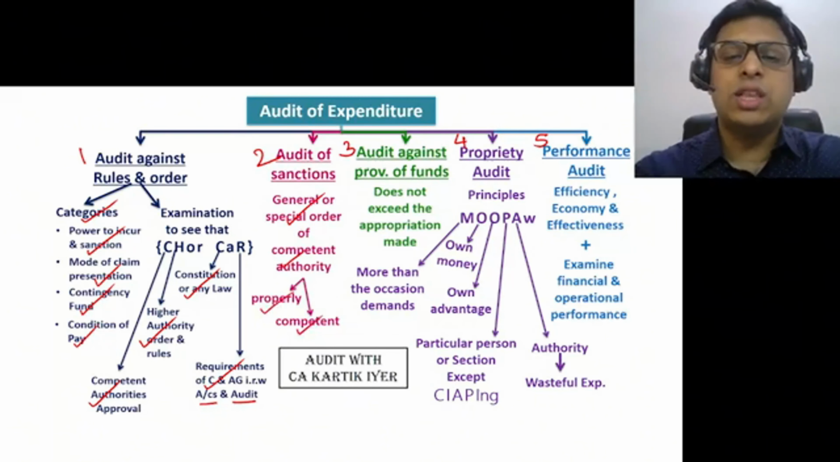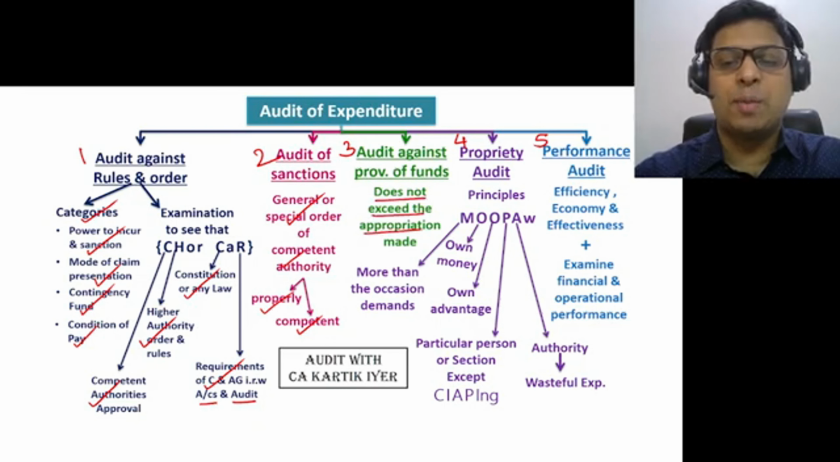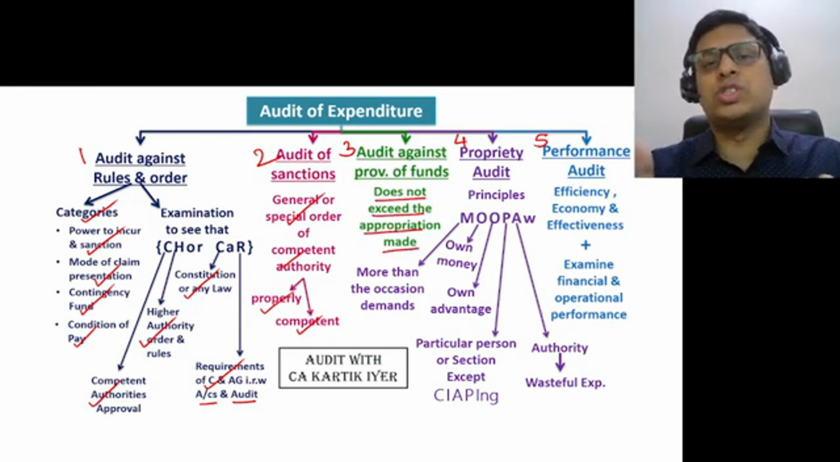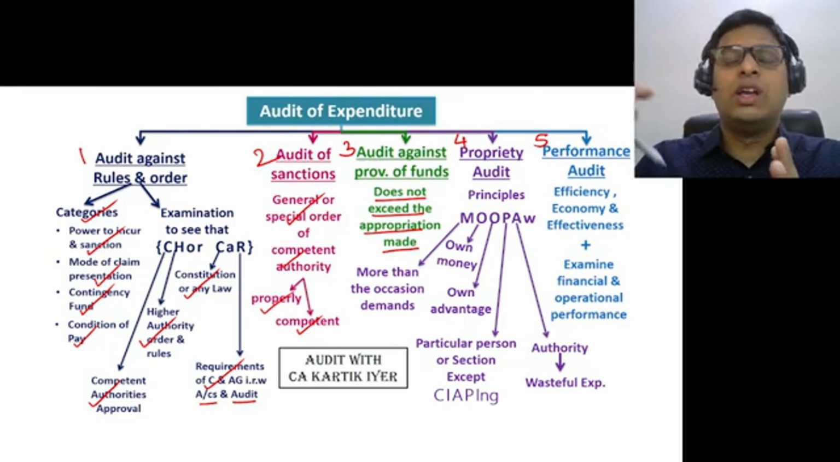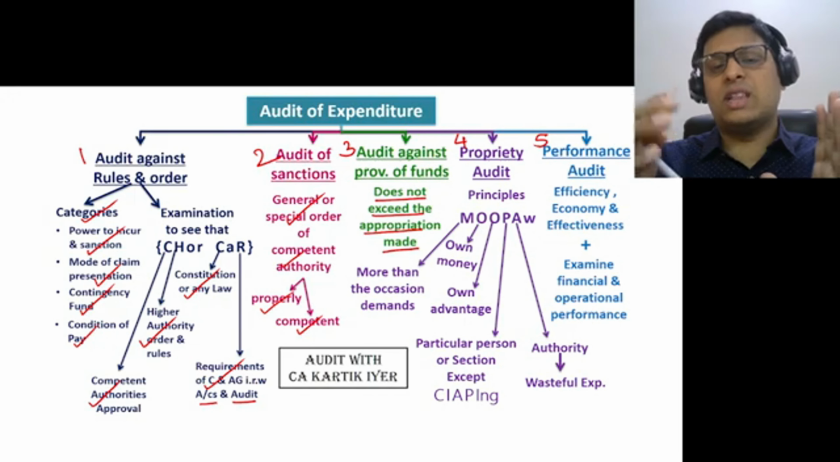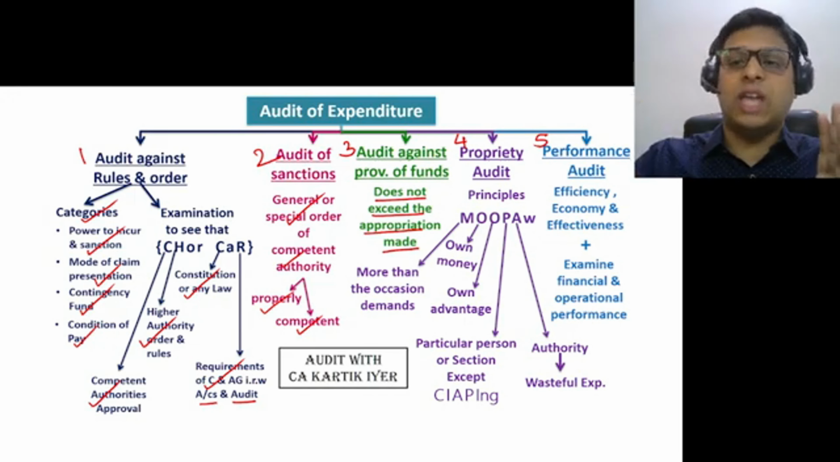Then audit against provision of funds. They have written here it should not exceed the appropriation made. Whatever provision you have made and whatever money you have transferred, the provision should always be more and the transfer of money can be lesser than that, but it should never happen that you have kept less provision but the requirement was more. That should not be the case.